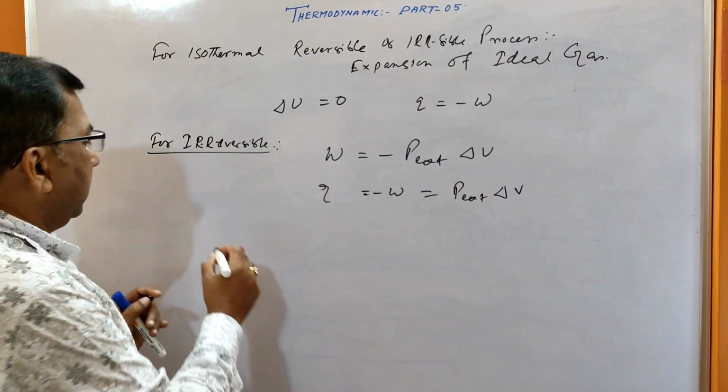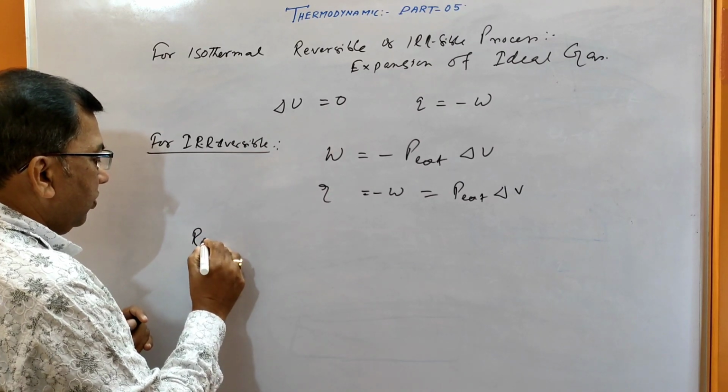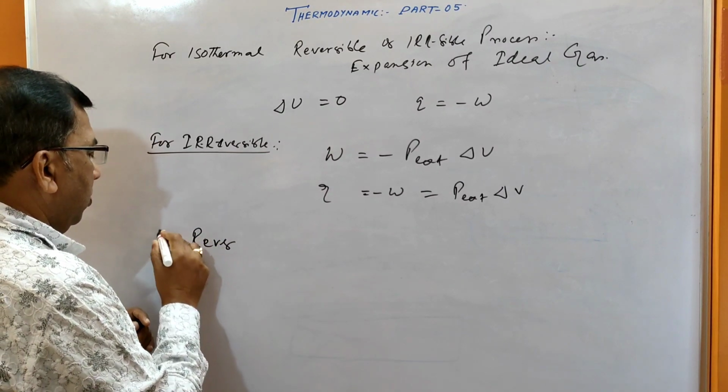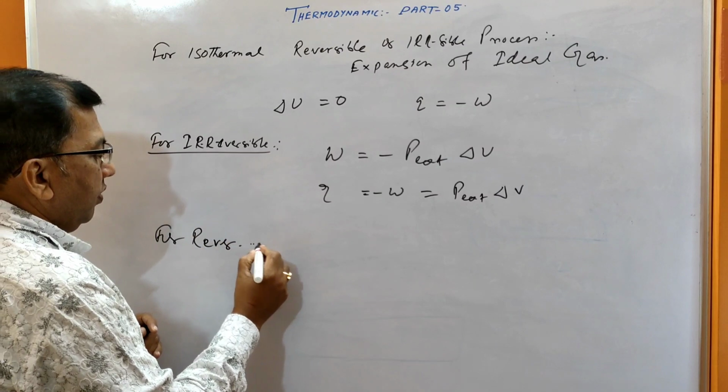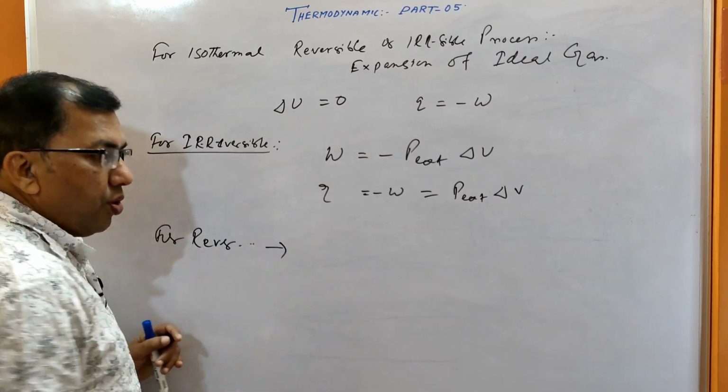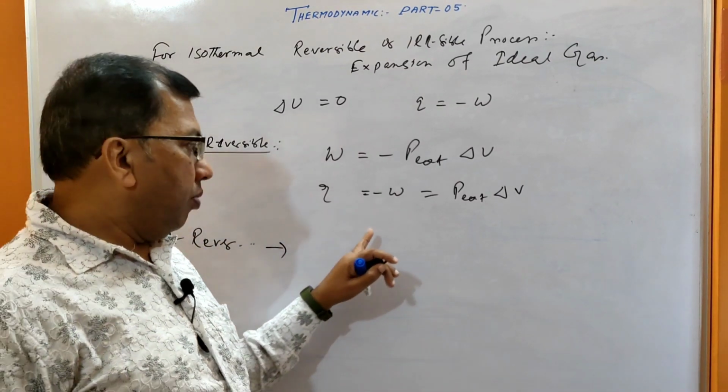For reversible, in case of a reversible expansion, what did we get? W equals what?